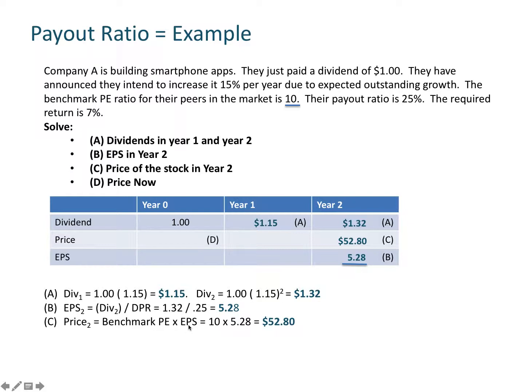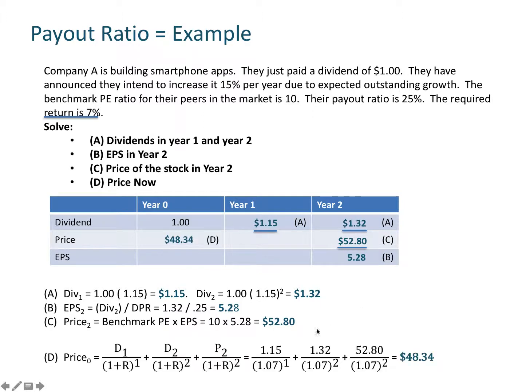That was what we talked about in the last video, right? How do you solve that equation? And our benchmark is 10. Earnings per share we had just found in the previous problem B, and that gives us 52.8 for our price in year 2.